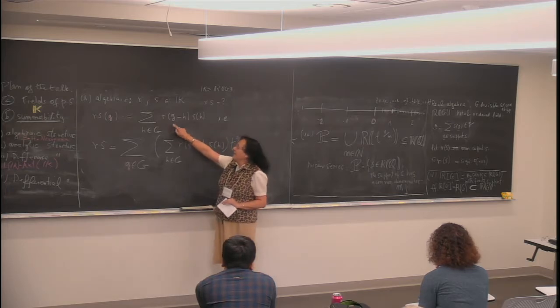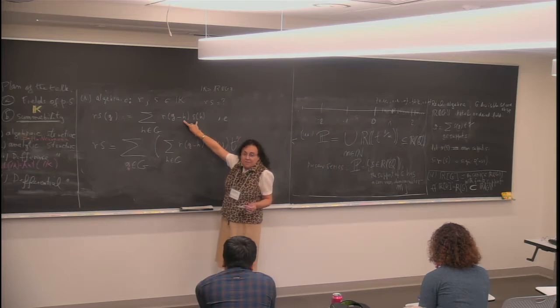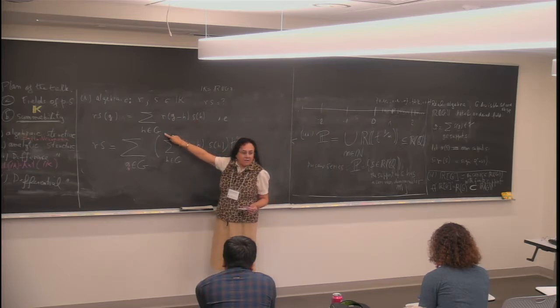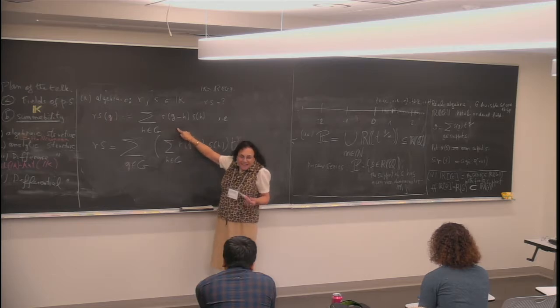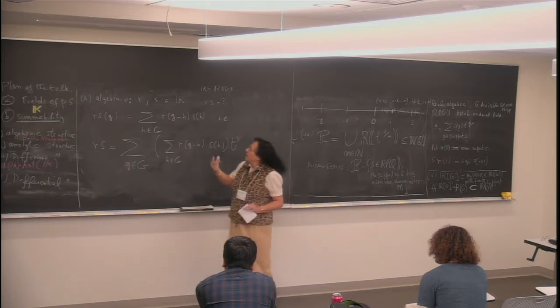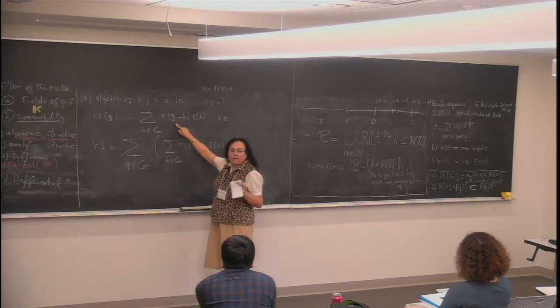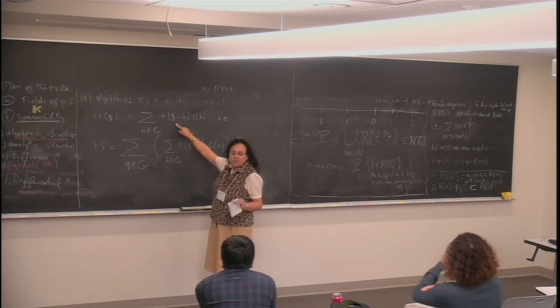And I claim, I will show you, that the imposition that we put on the supports being well ordered makes this sum actually not infinite, but finite. I will show it in a second. That's the first problem. But the second problem is that even if you won that game, even if you were able to show that this sum is finite, who tells you that the support of the product is still well ordered? Otherwise, you're out of your field of series.